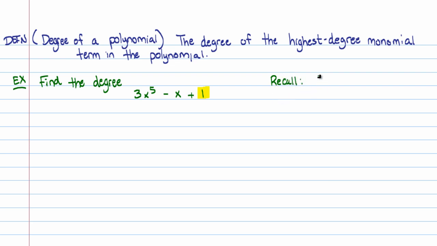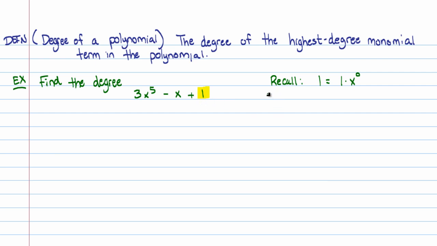Recall that the number 1 can actually be written as 1 times some other number that's equivalent to 1. And x to the 0th is equivalent to 1. X to the 0th is 1. Y to the 0th is 1. Z to the 0th is 1. So really, you can think of this as a 0-degree monomial.